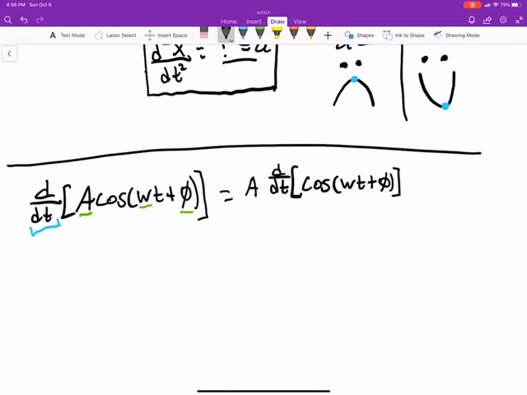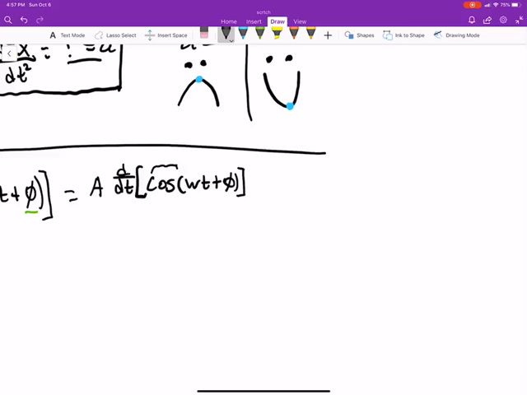Okay. Now, this requires us to know a little bit of the derivative of our trig functions and the chain rule. So let's see. The way we do this is the derivative of cosine. If you don't remember the chain rule, I'll do that over here. The chain rule slowly is f prime of g of x times g prime of x.